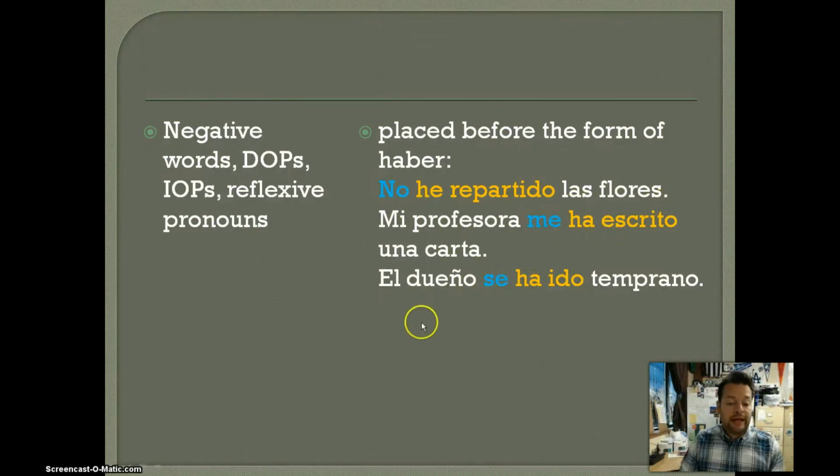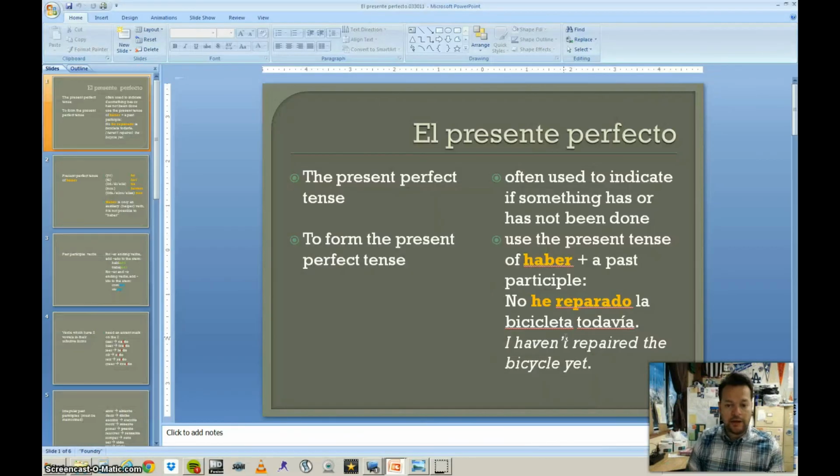You got that? El dueño se ha ido temprano. All right. So this owner, she's gone, or actually in this case, el dueño is masculine, so he's gone early. El dueño se ha ido temprano. Okay, so once again, se, he has, gone early. Se ha ido temprano. So anytime you use negative words like no, direct object pronouns, indirect object pronouns, reflexive pronouns, they go before the whole present perfect formula. All right, and that's the end of the present perfect tense.